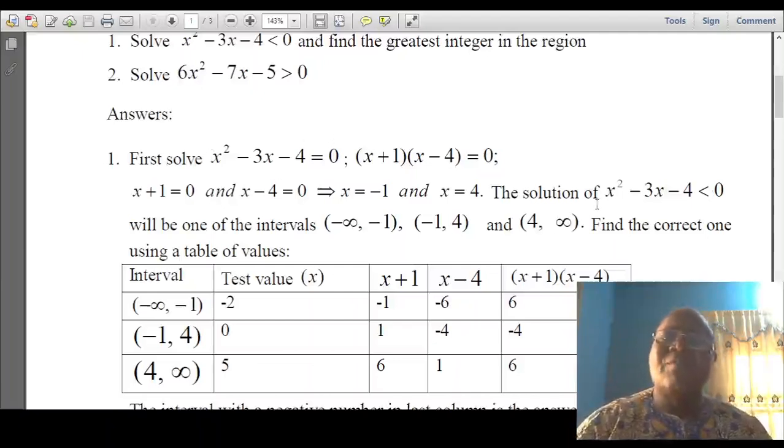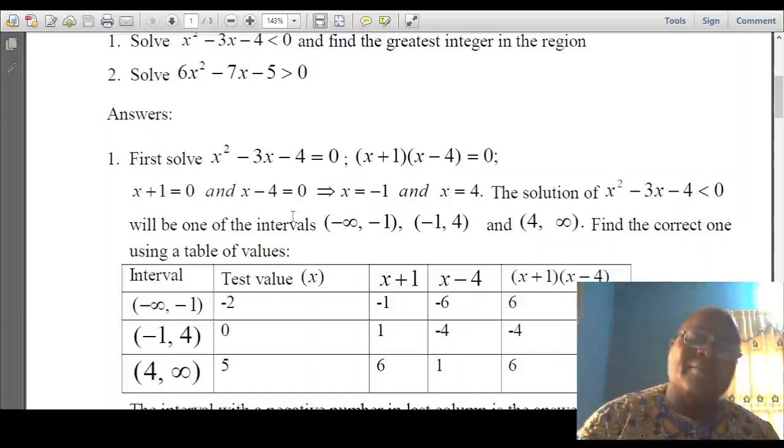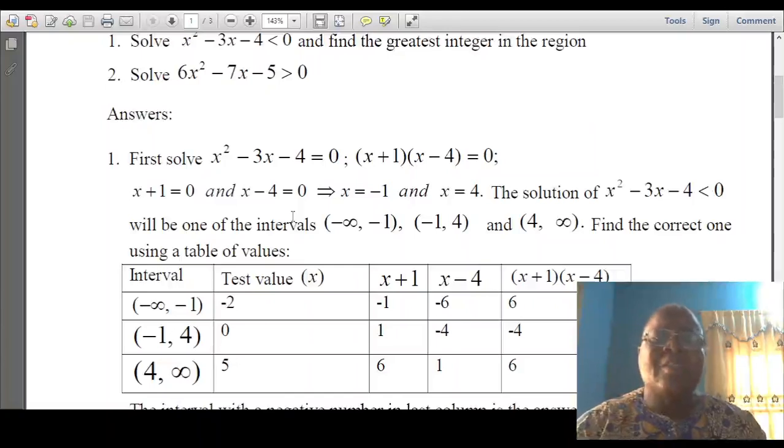So the solution for x squared minus 3x minus 4 less than 0 will be one of the intervals or both. That is, from the left you have minus infinity and minus 1, first subinterval. Then the second subinterval should be minus 1 and 4, in line with our solution here. And then the final one should be from 4 to infinity. How do we find the correct one here?